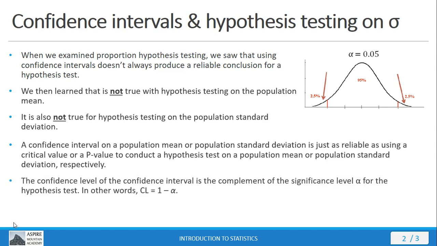And again, the confidence level is going to be 1 minus alpha, where alpha is the significance level. So the confidence level for your confidence interval is 1 minus alpha. Sometimes you're given the confidence level for your confidence interval, but more often than not, you're not. So this is how you calculate it, 1 minus alpha.